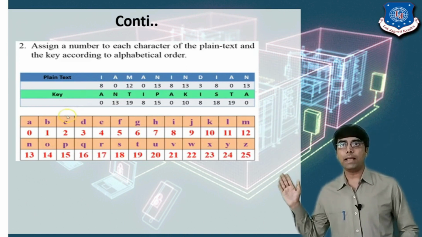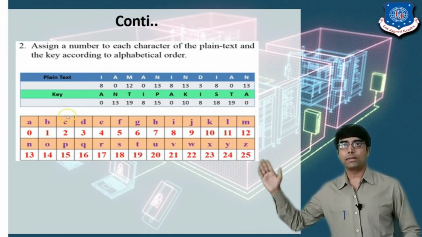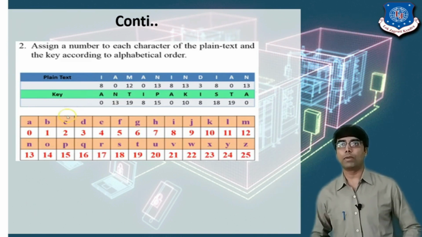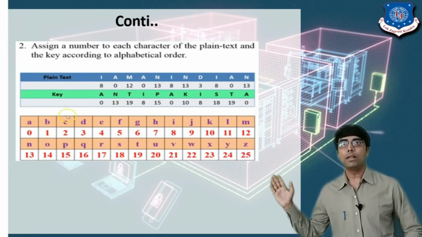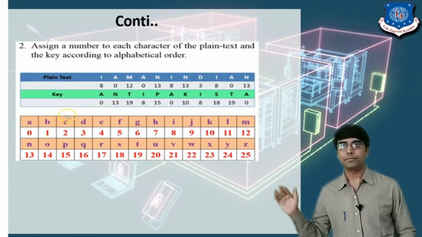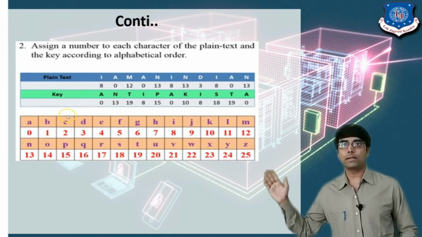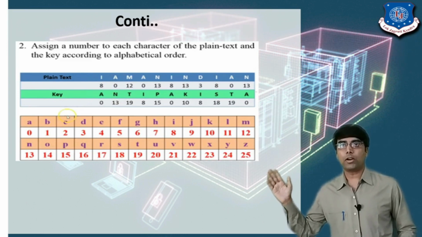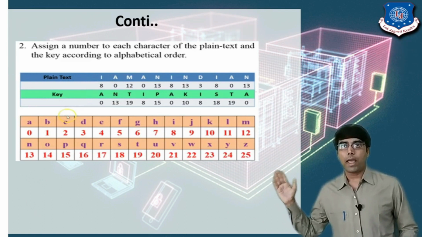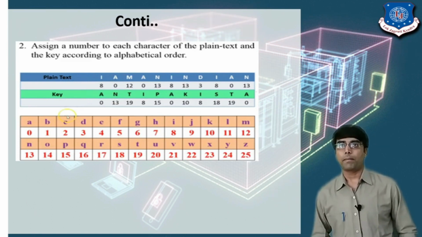If we consider I, its numeric value is 8. If the plaintext letter is A, its numeric value is 0. The same for the key: we assign a value to each key character. The first character of the key is A, its value is 0. The second is M, its value is 30.